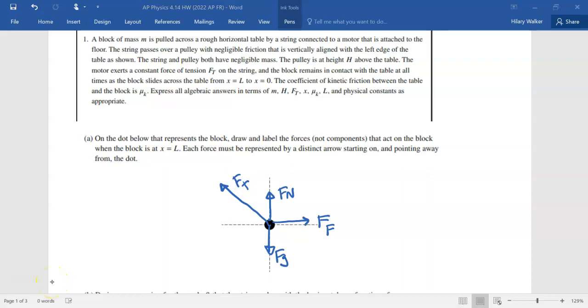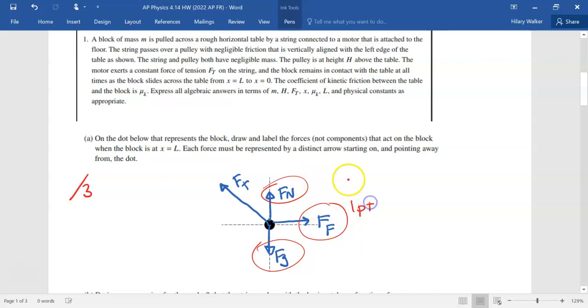Okay, so let's go ahead and go through the AP rubric for this one. This one is out of 3 points. You get 1 point if you drew Fn and Fg correctly. You get 1 more point if you drew FF correctly. And then you get 1 point if you drew FT correctly.